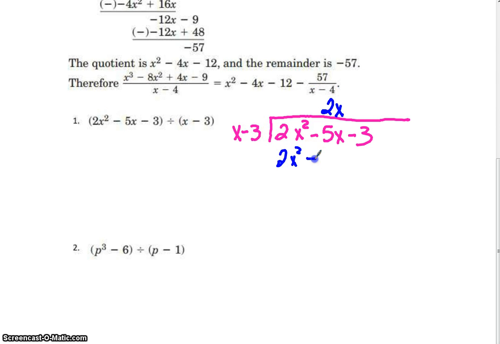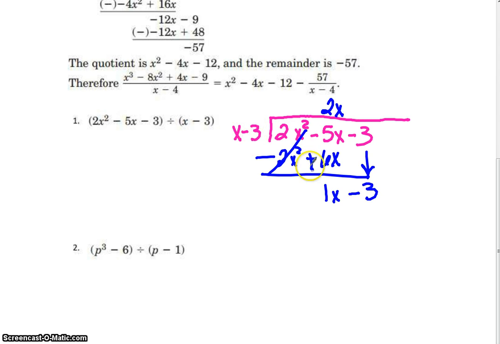Positive times a negative, so minus. 2x times 3 is minus 6x. Draw a line. Change your signs and combine. Negative 5x plus 6x is going to be 1x. I don't care if you put the 1. And your x squareds are going to cancel. Now you need to bring down your minus 3 and do it all again.